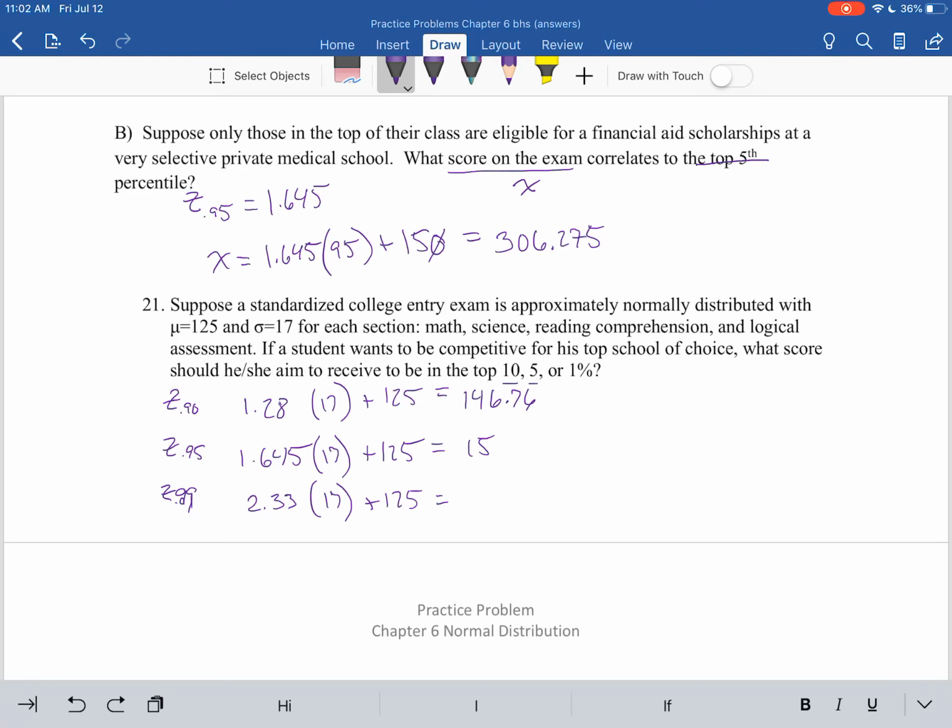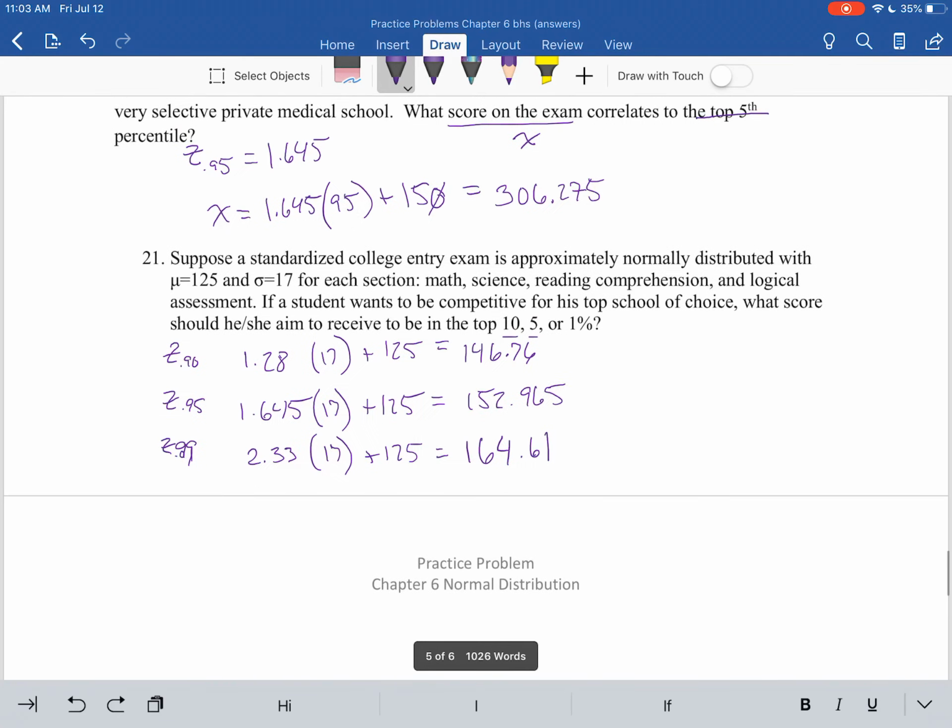So if you wanted to be in the 95th percentile or the top 5 percentile, you would need to score 152.965 at least to get there. If you wanted to be in the 99th percentile or the top 1%, you'd have to score 164.61 on the exam to be in the top 1%.